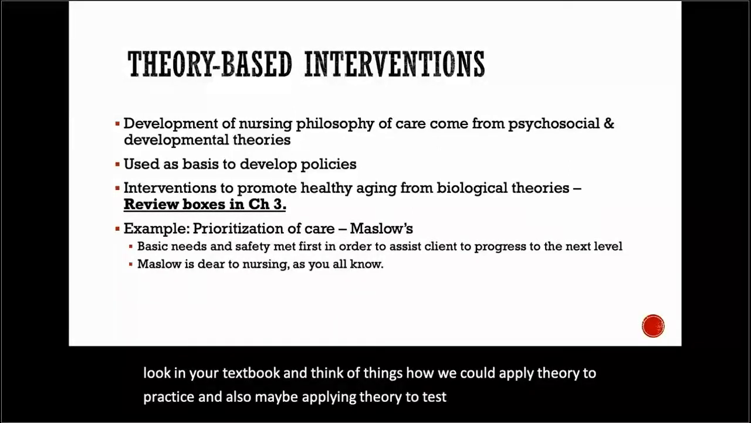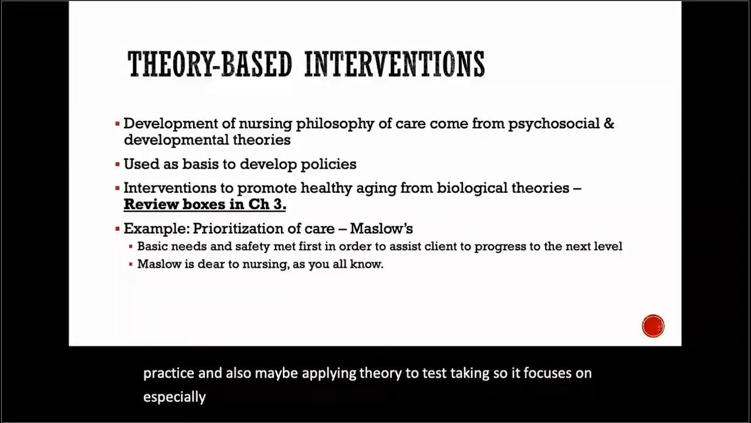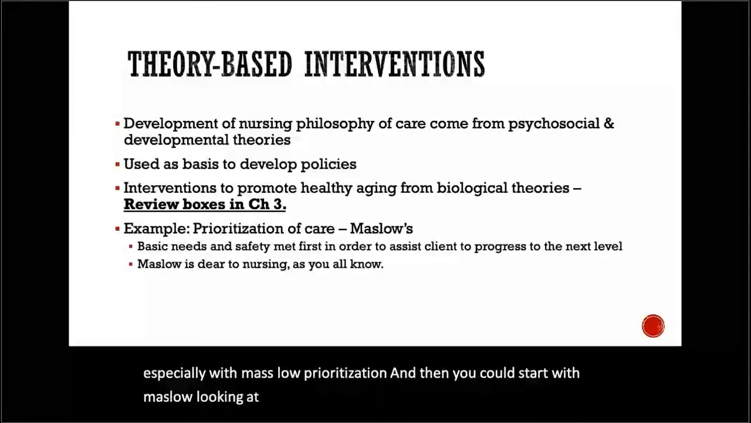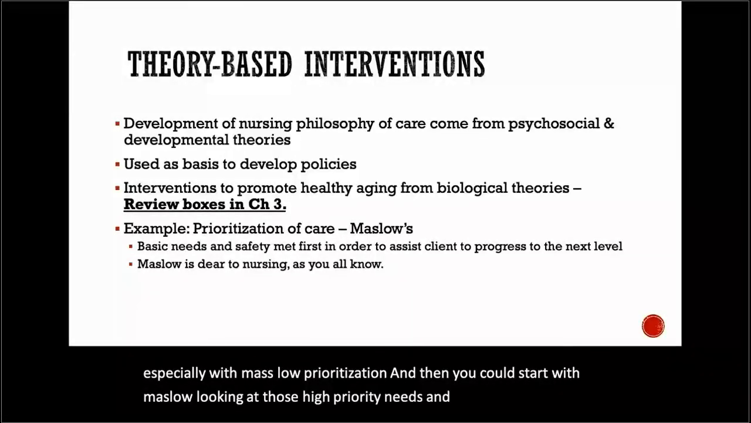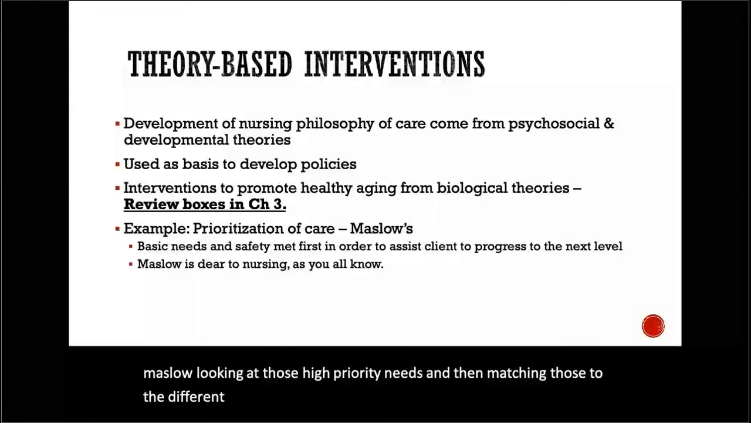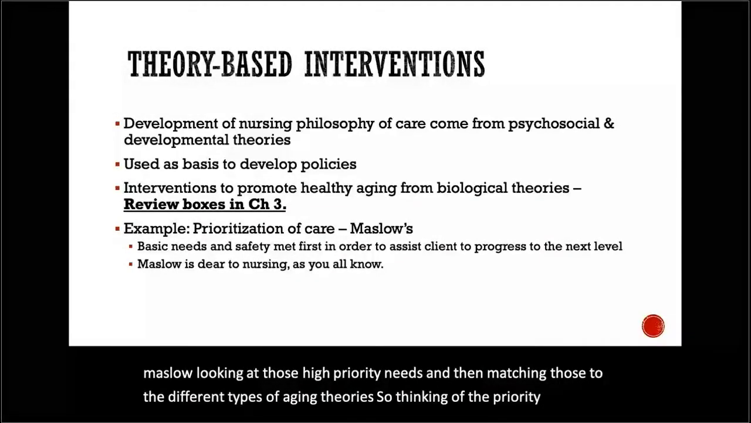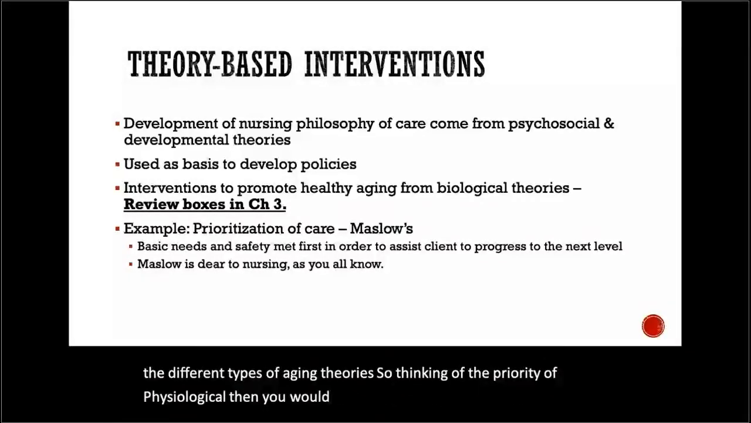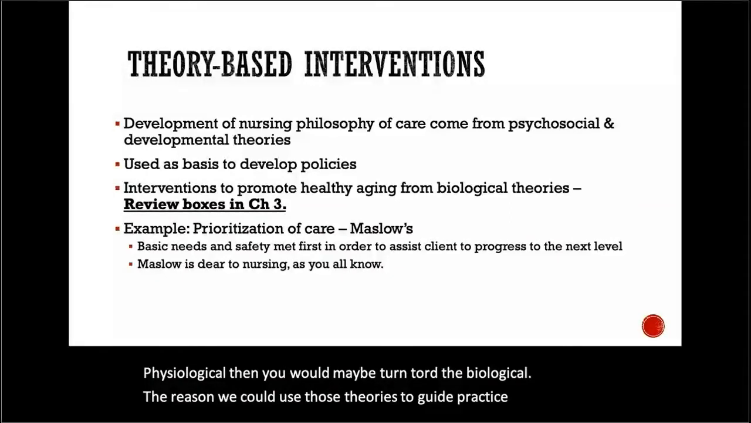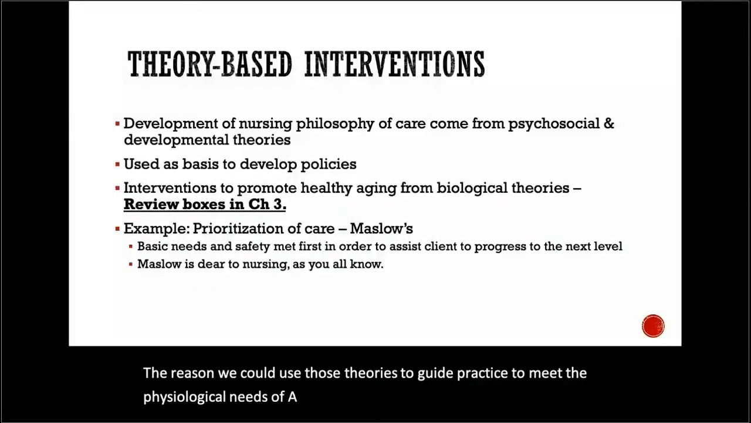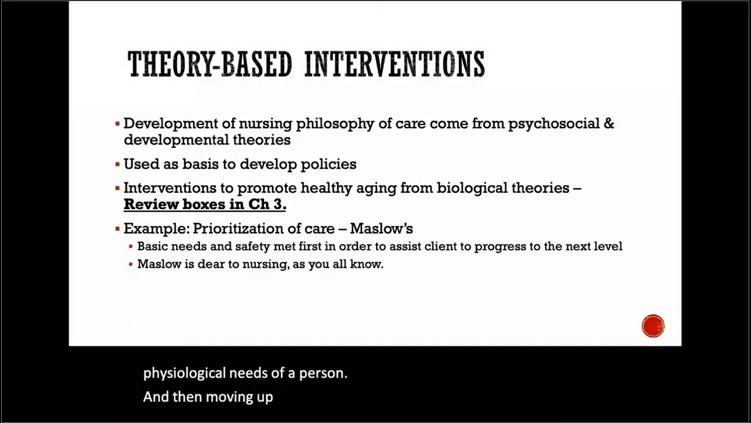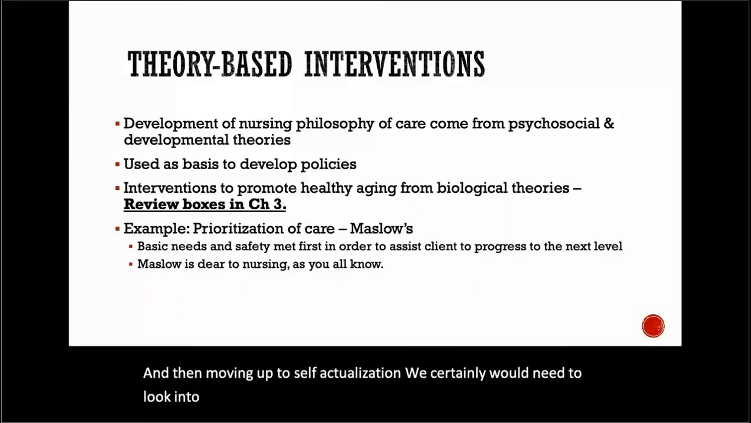So it focuses on, especially with Maslow, prioritization. You could start with Maslow, looking at those high priority needs and then matching those to the different types of aging theories. So thinking of the priority of physiological, you would maybe turn toward the biological theories, and we could use those theories to guide practice to meet the physiological needs of a person. And then moving up to self-actualization, we certainly would need to look into the psychosocial theories of aging.